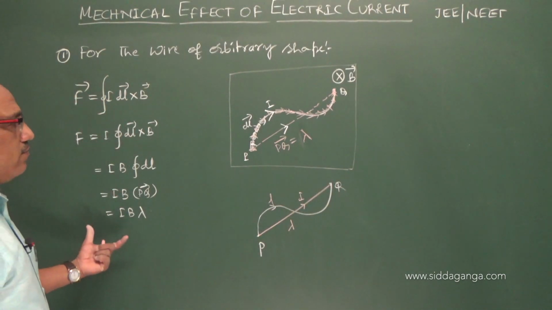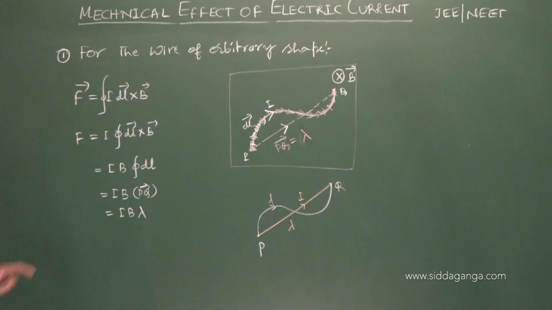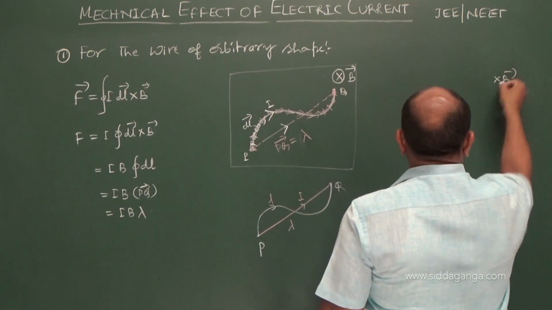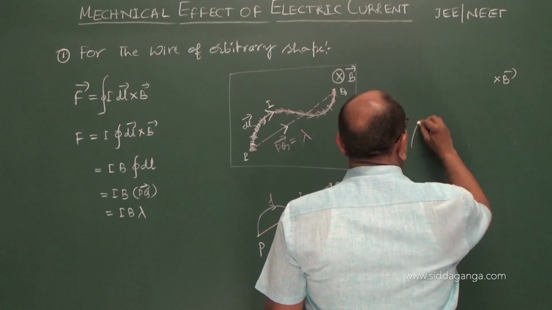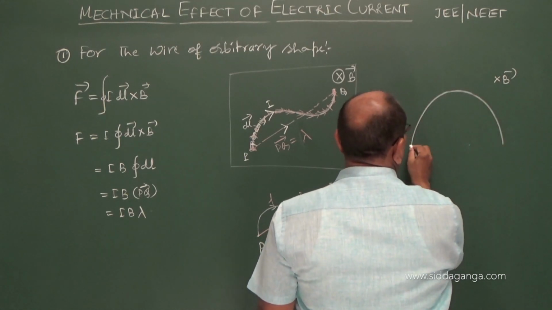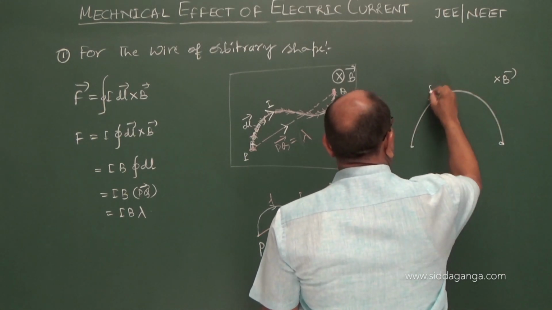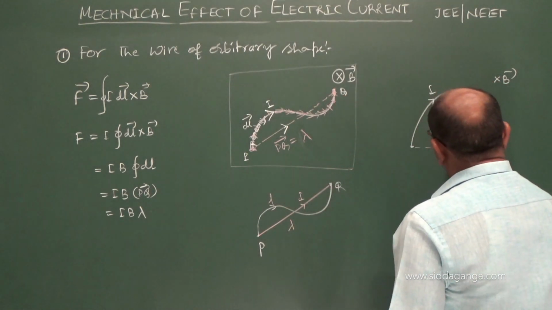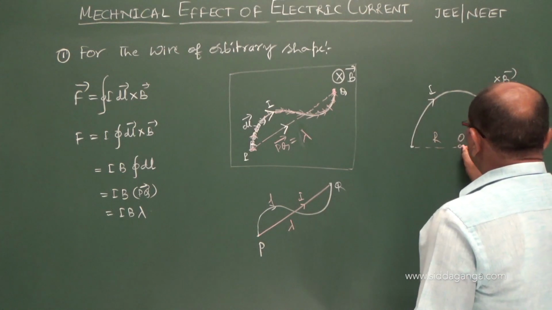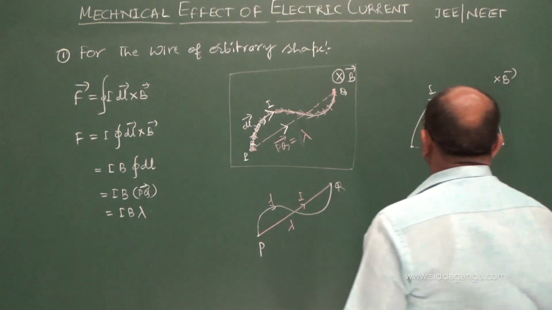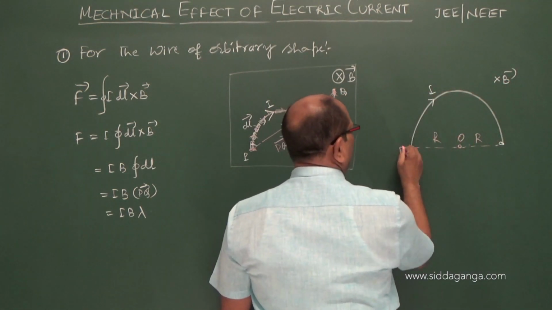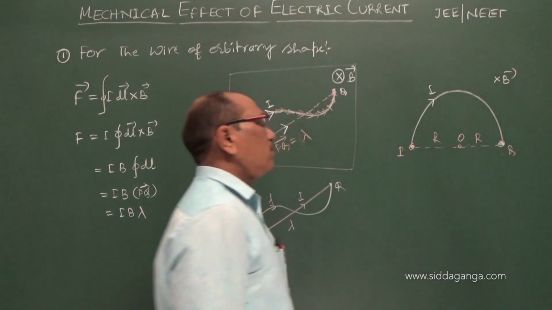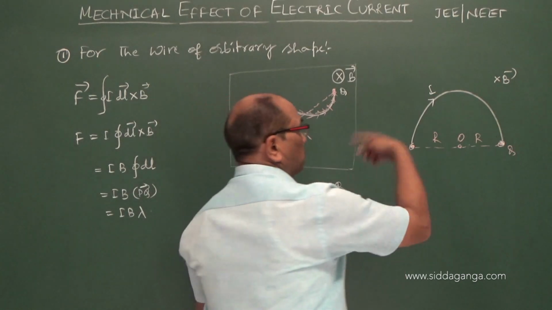How can this be? Let us take another case, a semicircle. The same uniform magnetic field in which I placed it, and we have a semicircular shape carrying current I, of radius R, the radius of the circle is R, between P and Q, the same thing. What is the force it experiences?